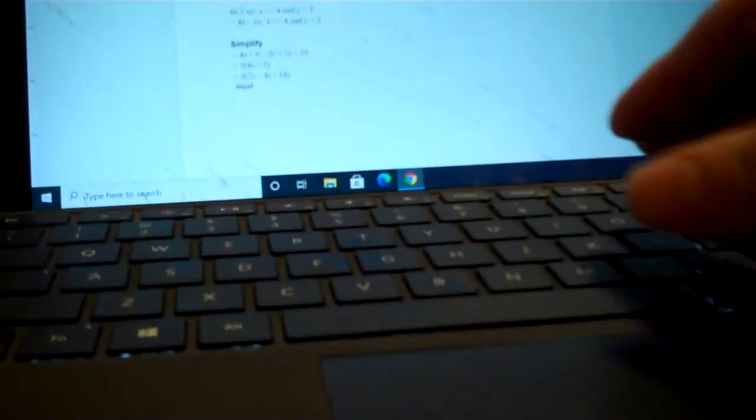Okay, 2.11, this is just some review. Solve with no calculator, and I'm going to put use your number line.